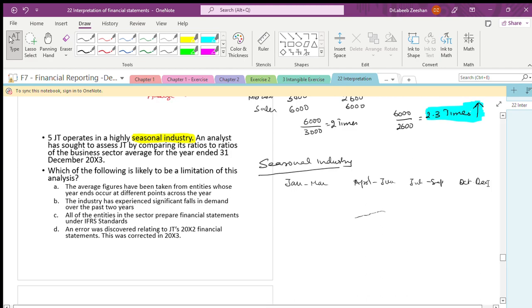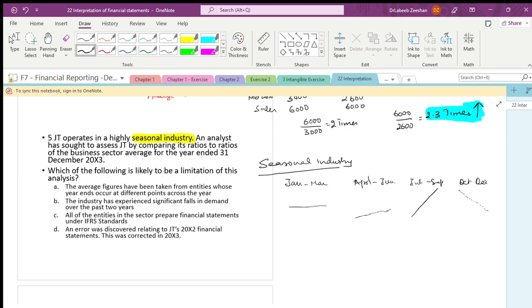Slowly, until June. But the moment you have July to September, the business will be huge. And slowly and steadily the business will be less. Here, more or less, the business will remain the same. Which of the following is likely to be a limitation of analysis? The average figures have been taken from entities whose year ends occur at different points of time. Got my point?